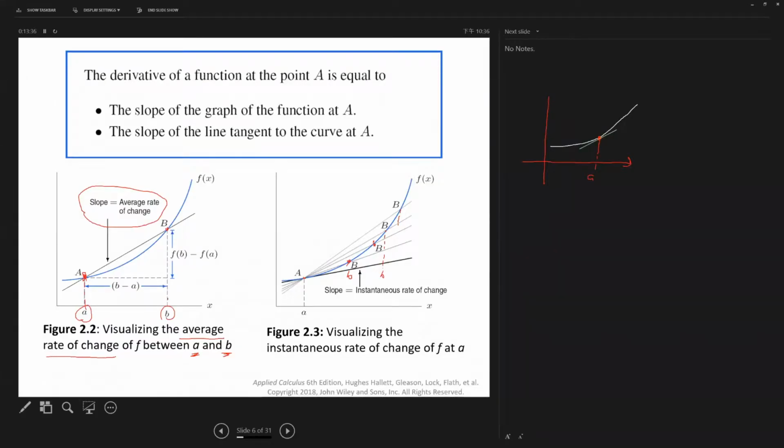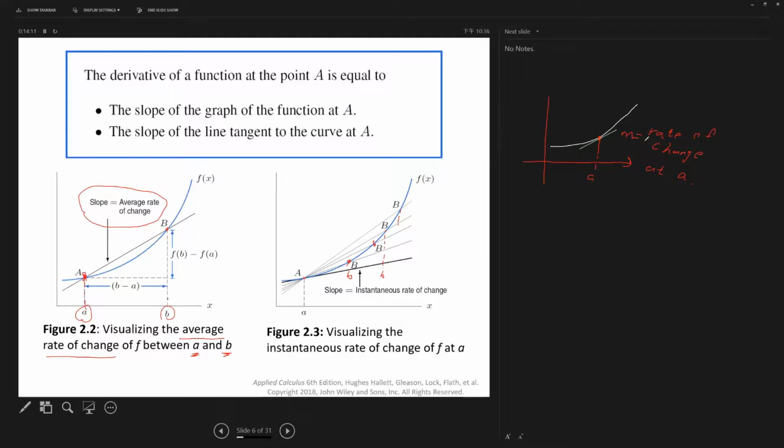Okay, so I drew this green line through the point A on the graph without touching anything else on the white line, right? The intersection between the green line and the white line is the point A, nothing else. Then the slope of the green line is equal to the rate of change at point A.